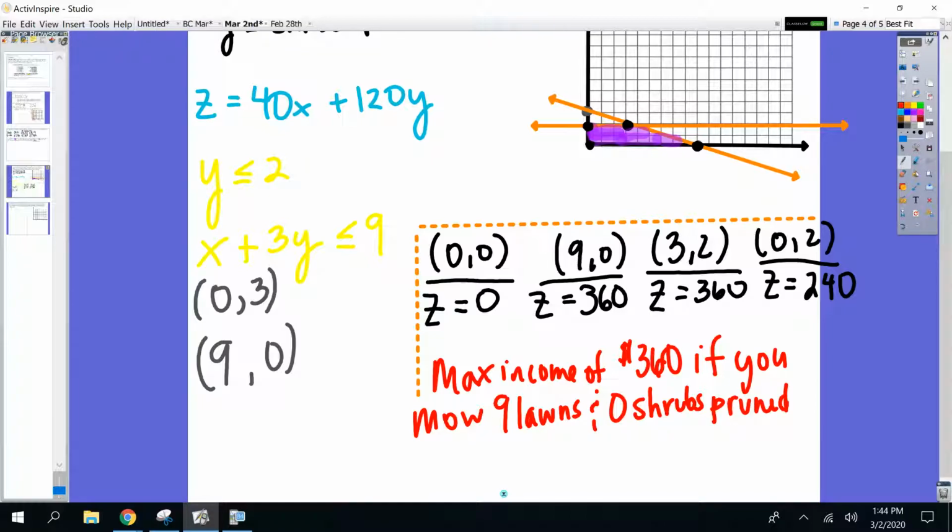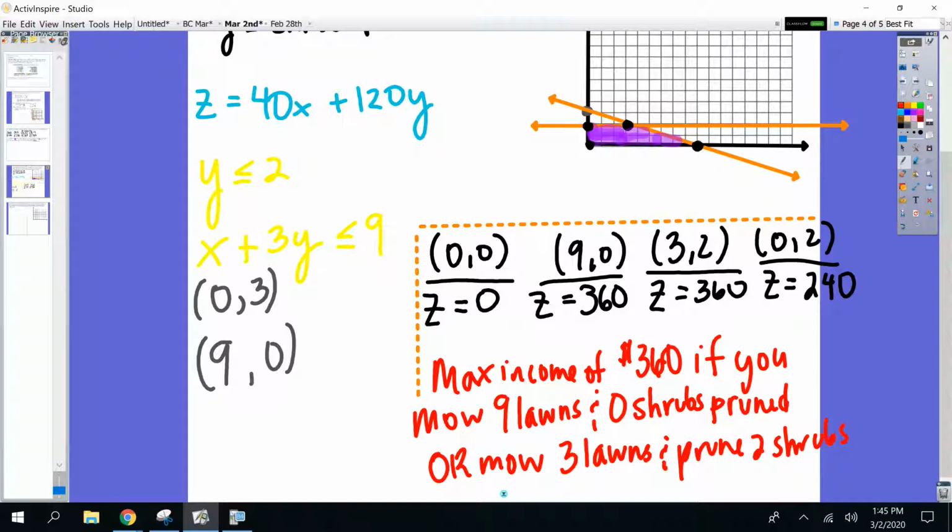Mow how many lawns? Yard work. Mow 3 lawns and prune 2 shrubs. I know it's a lot, but this is what we need at the end. This is a 6-point question. Yeah, it's a big dog. There'll be one on the test. All good.